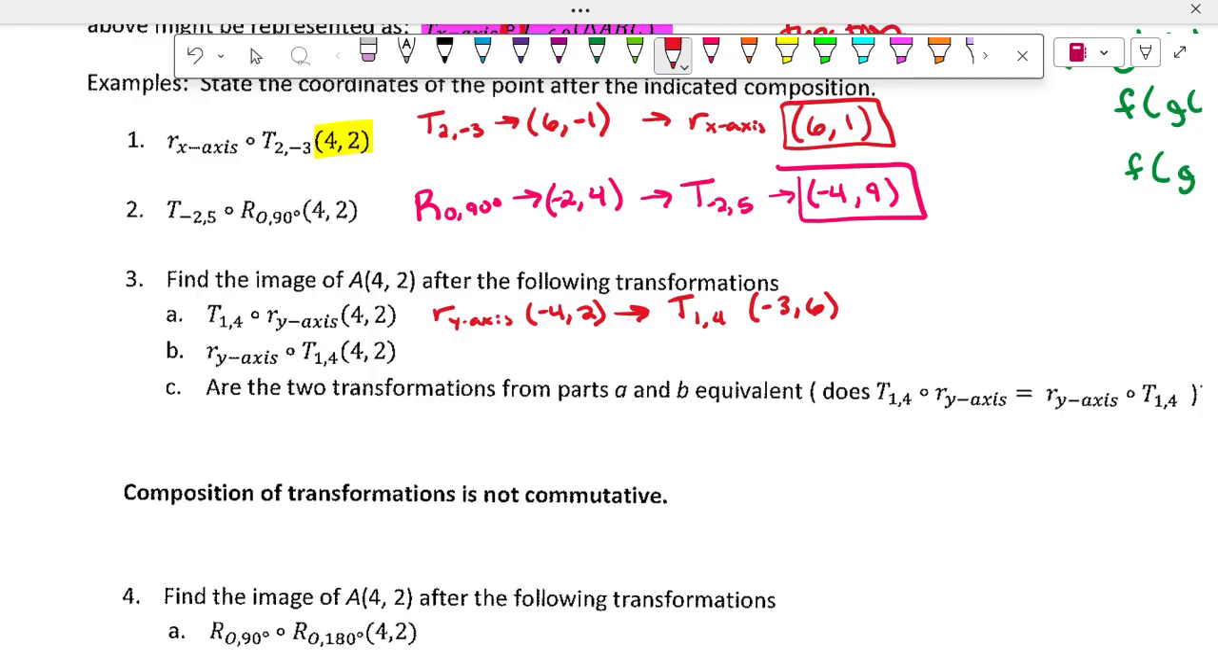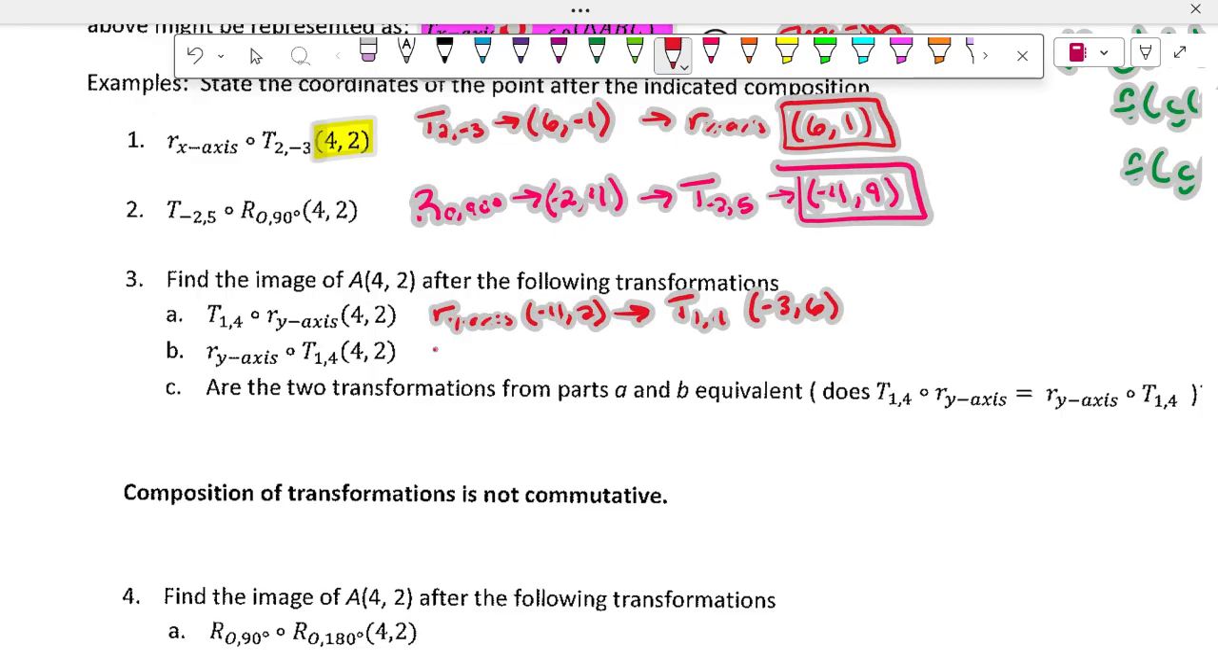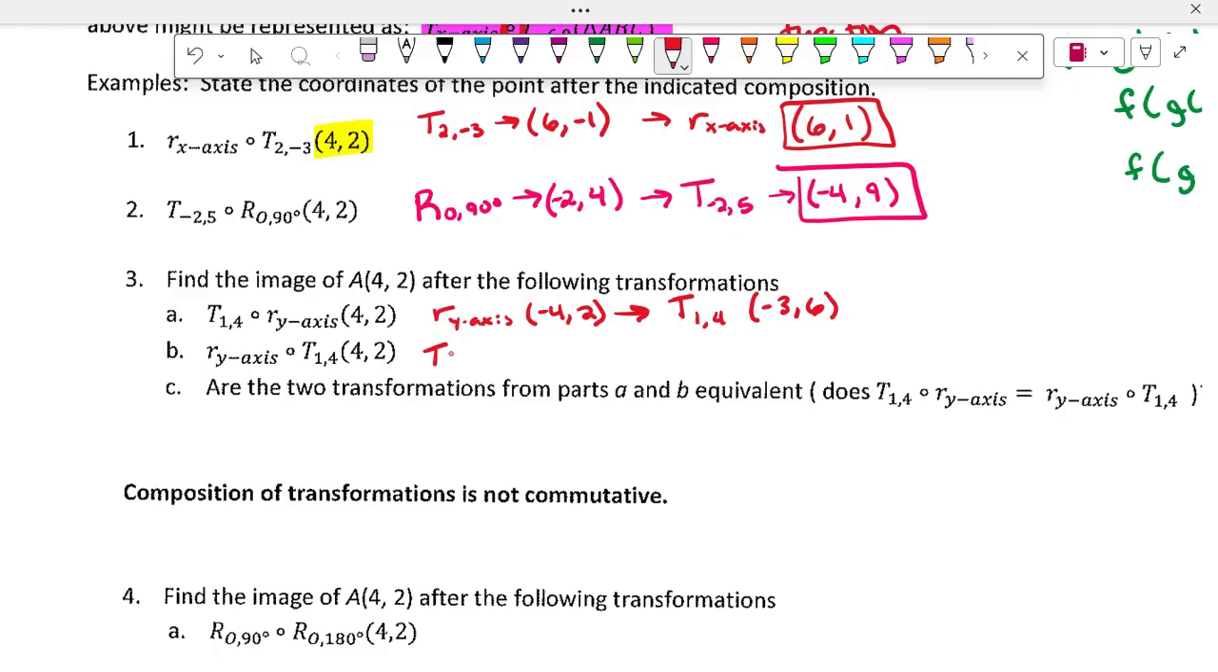For the second one, all right, what'd you do first? Add the 1 and the 4, so what would your new point be? 5, 6. Then what do you do? Reflect over y-axis. And it would be -5, 6. So here's the question. Were they equivalent? No.